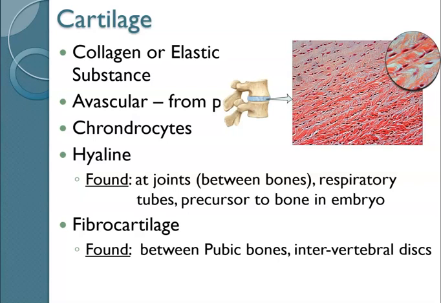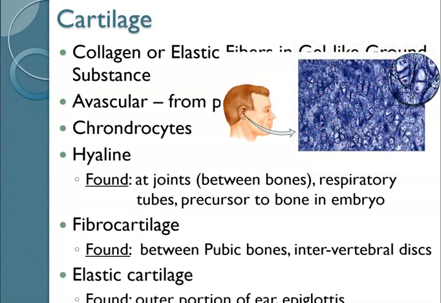Then the intervertebral discs. Those are between the vertebral bodies, so that's part of our spine, and also the menisci in our knees. We have two in each knee. The last one is elastic. So it's the outer portion of our ear, the ear pinna, as well as the epiglottis.